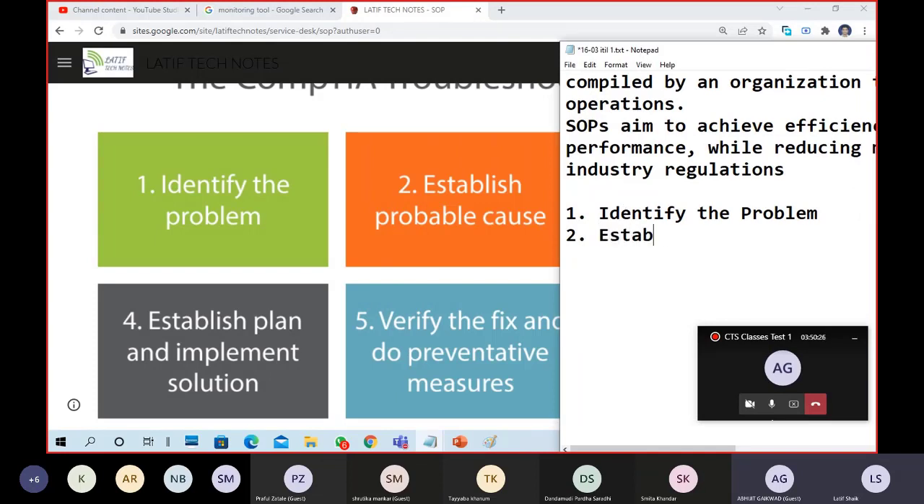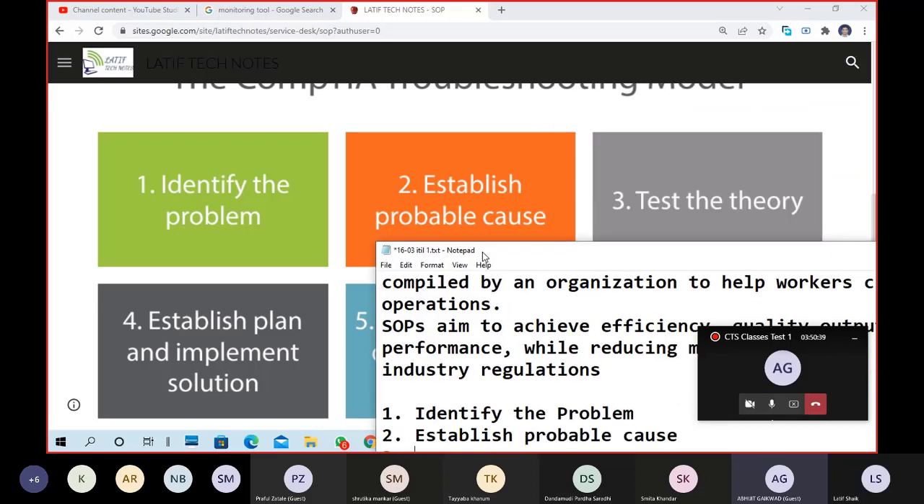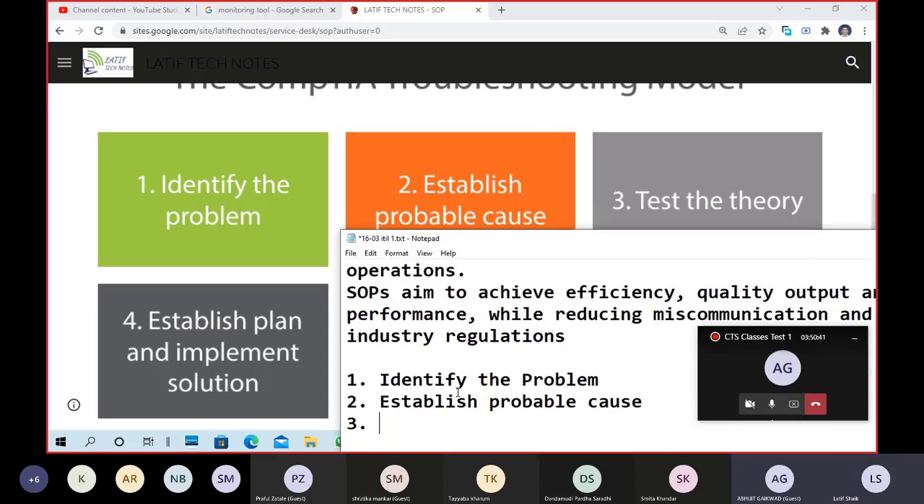Establish a probable cause. Okay, establish probable cause. Test the theory.